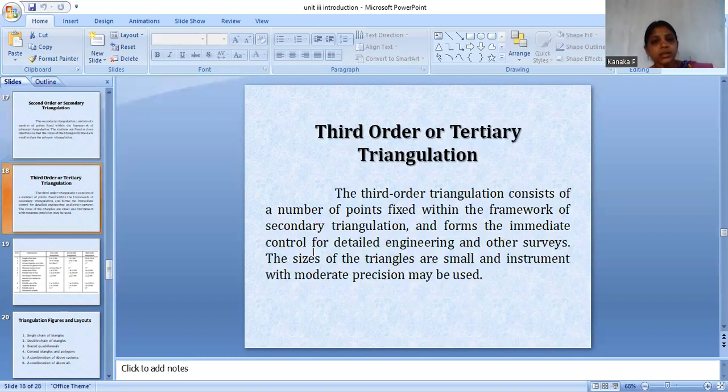So next one is third order or tertiary triangulation. Third order triangulation consists of a number of points fixed within the framework of the secondary triangulations. These are the points which form the immediate control of engineering and other surveys. This type of triangles are smaller and the methods of measurement may be moderate.